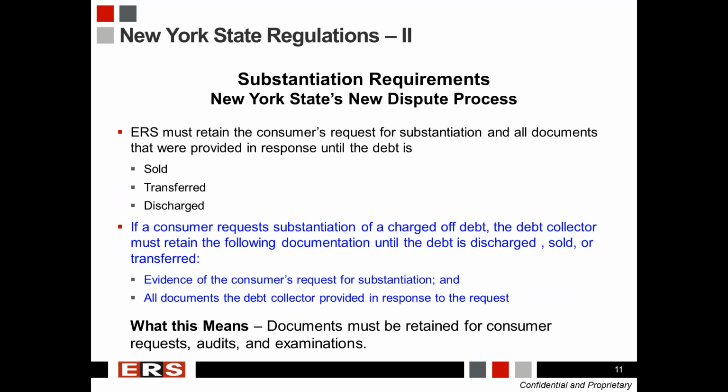Moving on, more information regarding substantiation. The debt collector, ERS, must retain the consumer's request for substantiation and all documents that were provided in response until the debt is either sold, transferred, or discharged. If a consumer requests substantiation of a debt, and I'm reading directly from the reg here, the debt collector must retain the following documentation until the debt is discharged, sold, or transferred: evidence of the consumer's request for substantiation and all documents the debt collector provided in response to the request. And this simply means that all the documents must be retained for consumer requests, for auditors, and examinations.